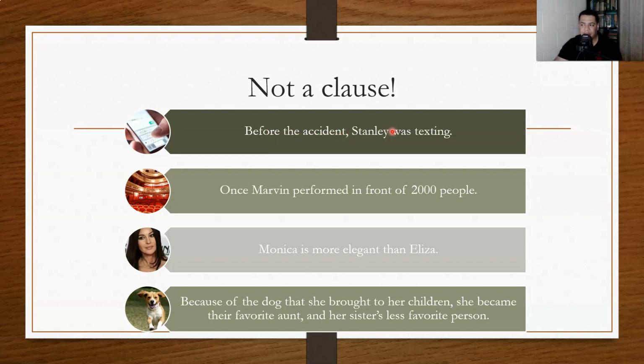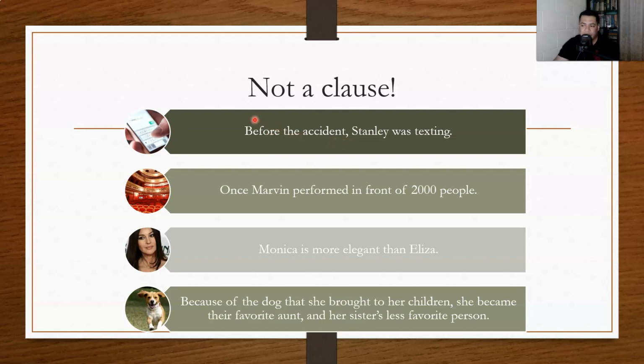Teacher, the verb was texting. No, this cannot be the verb because this is the verb for Stanley, right? Stanley was texting. This is the verb for the independent part. Where is the verb for this part? We do not have one, so we cannot say that this is an adverb clause of time.